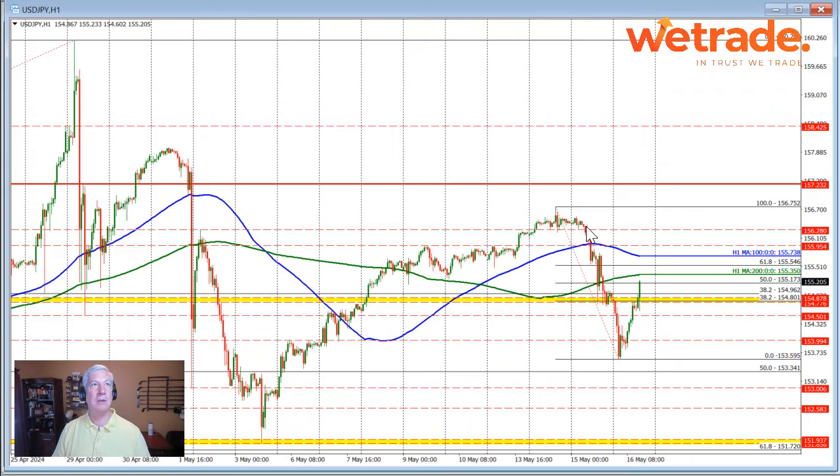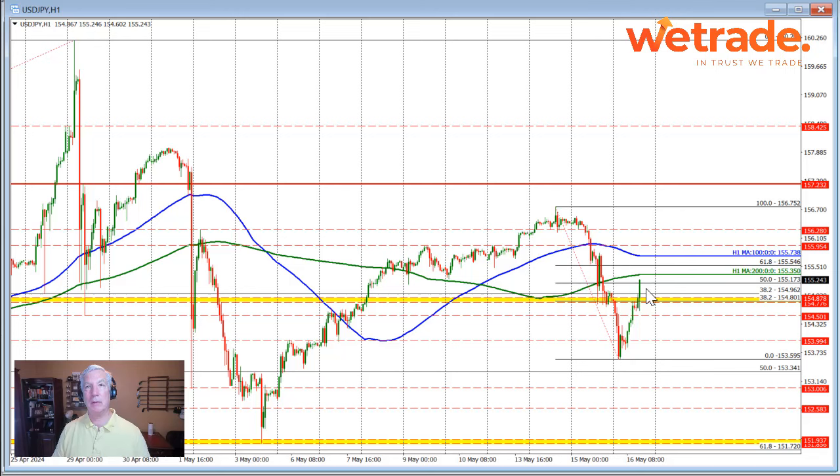In trading yesterday, we saw a move to the downside, and that continued in the Asian session today, moving down to a low of 153.59 in the process. But we're seeing a rebound to the upside since, and we are trading higher than yesterday's close now in this currency pair.